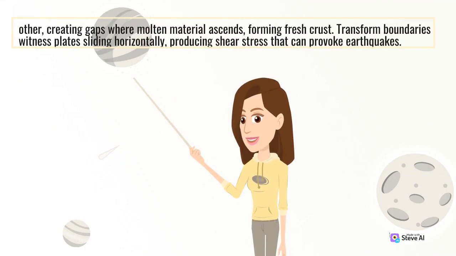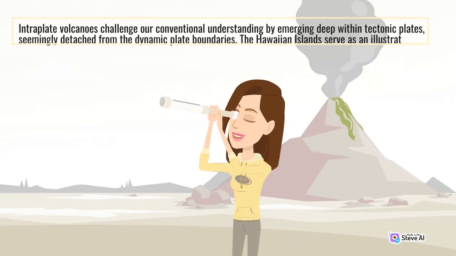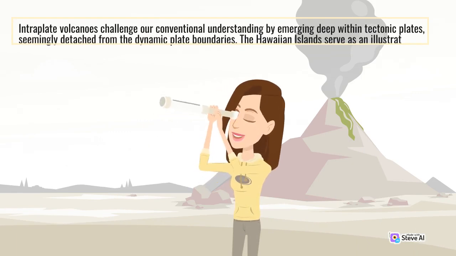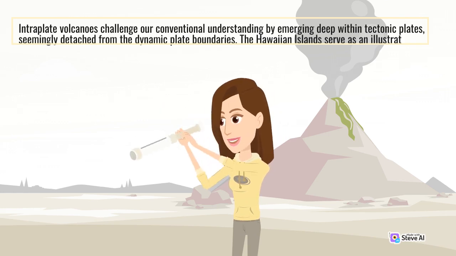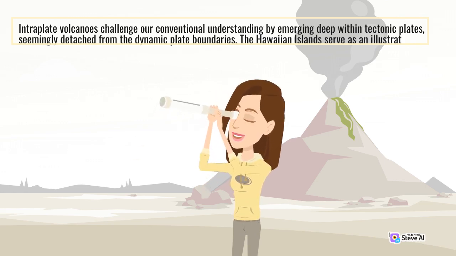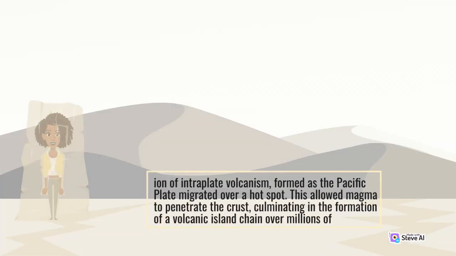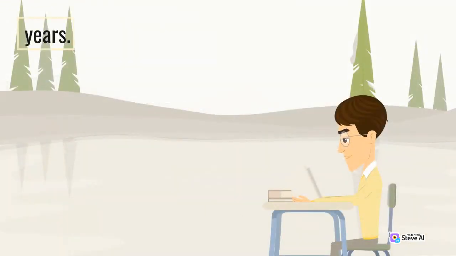Transform boundaries witness plates sliding horizontally, producing shear stress that can provoke earthquakes. Intraplate volcanoes challenge our conventional understanding by emerging deep within tectonic plates, seemingly detached from the dynamic plate boundaries. The Hawaiian Islands serve as an illustration of intraplate volcanism, formed as the Pacific Plate migrated over a hot spot. This allowed magma to penetrate the crust, culminating in the formation of a volcanic island chain over millions of years.